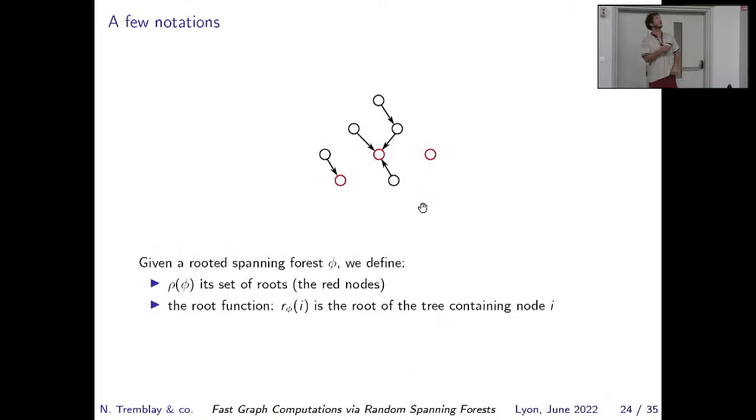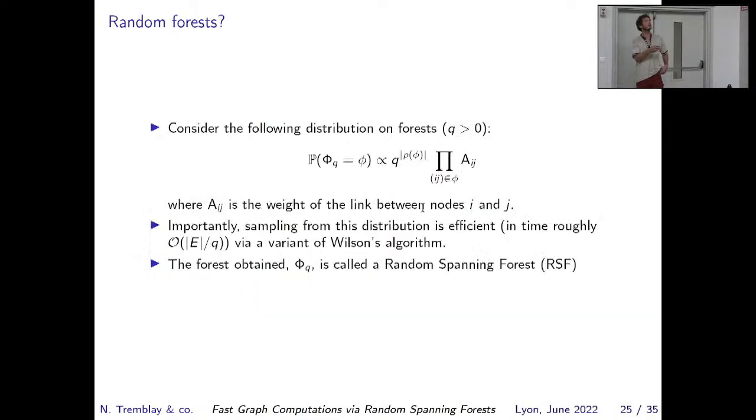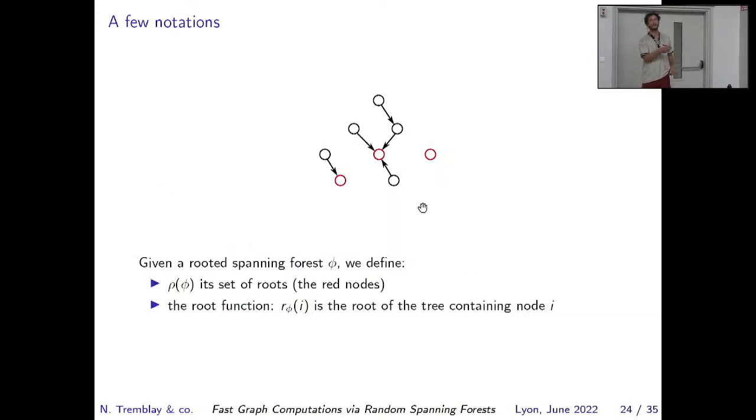Given a spanning forest, the forest is called phi in general. I define rho phi, which is the set of roots, the red nodes. Okay, so this one here, and this one here. And I define the root function, but in fact, I'm not going to need the root function, so forget about this second line here. Just rho phi is the set of roots.